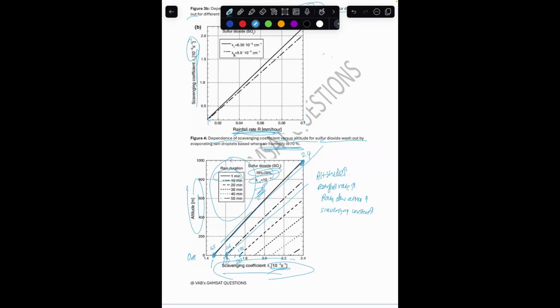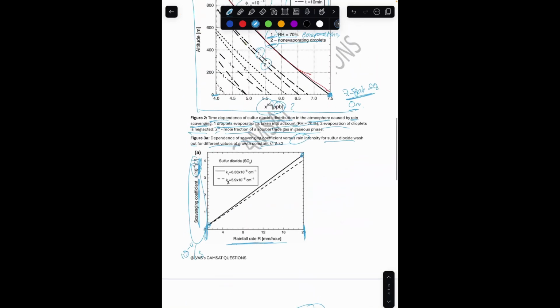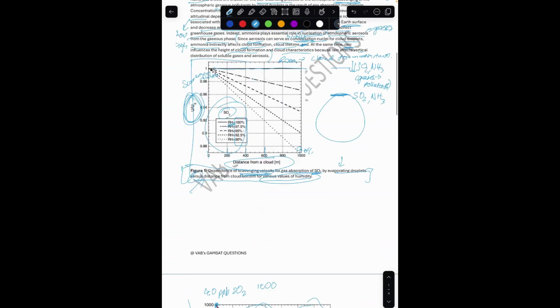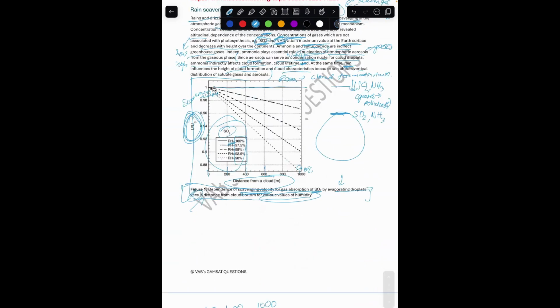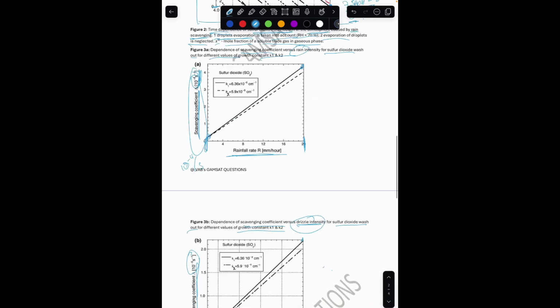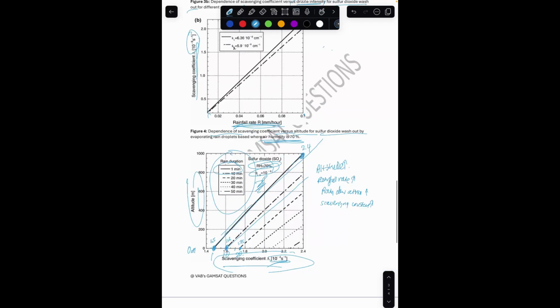But for me, I find that it's better to have some sort of trends to help understand the graphs. And essentially, like I said before, make sure that you can explain the graph to a friend. For example, for figure 4, you should be able to say that this is telling how your scavenging coefficient changes with altitude, and it also varies with your rain duration.